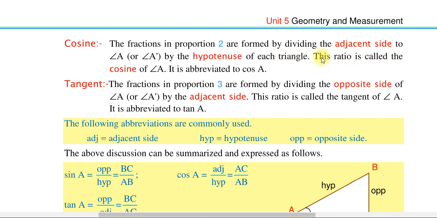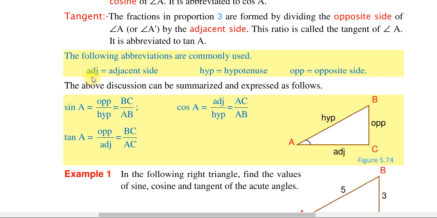This ratio is called cosine of angle A. It is abbreviated to cos A. The other one is tangent. The fraction in proportion 3 is formed by dividing the opposite side of angle A or angle A prime by the adjacent side. This ratio is called tangent of angle A, abbreviated as tan A. So the following abbreviations are commonly used.